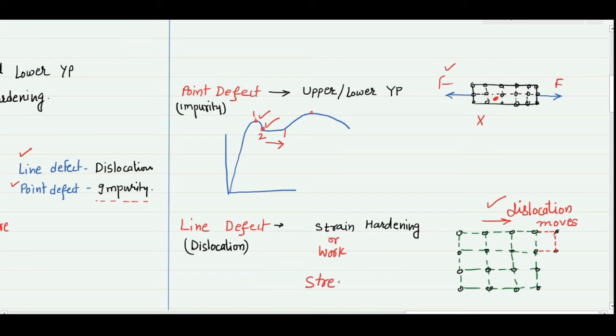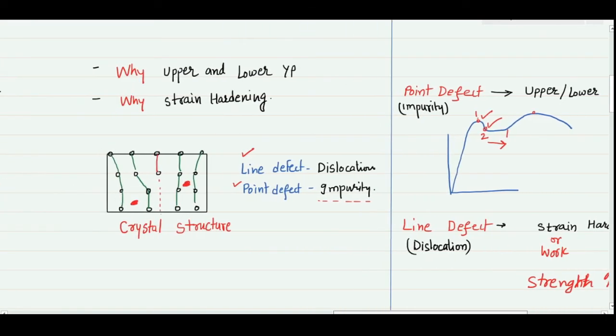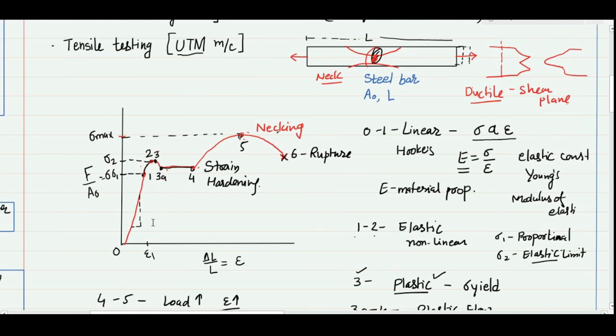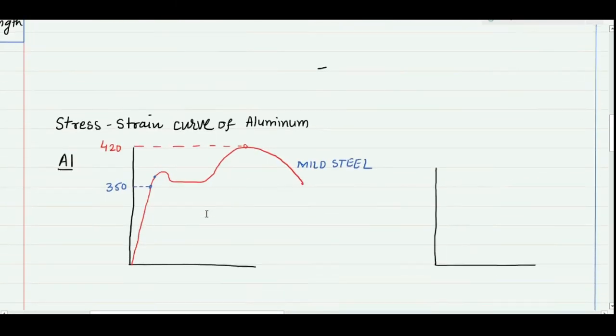Please remember that because of the strain hardening, the strength increases. So this is all about your stress strain diagram and strain hardening, upper yield point, lower yield point of mild steel. After mild steel, let's see the stress strain diagram of other materials.